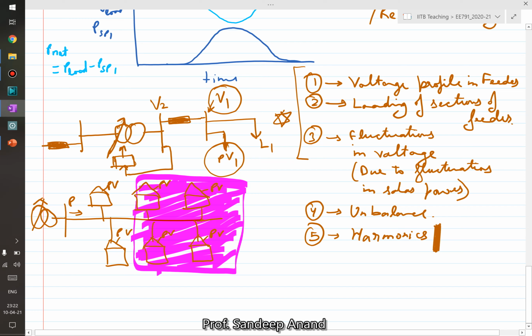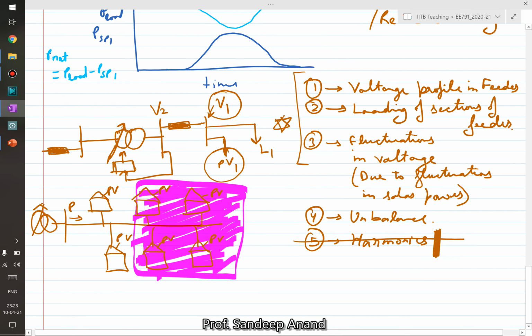Although as of now it's not very popular, and the grid utilities are not really accepting those as solutions, looking at how things have moved, from unity power factor to voltage support and so on, it is quite possible that these inverters would also be allowed to do harmonic compensation in the system. So as of now, the fifth is not a problem, but more of an opportunity which we are going to talk about later. And these three are the main challenges that exist at the distribution system level.